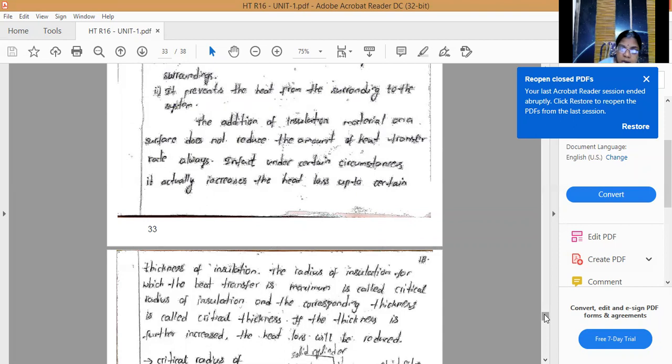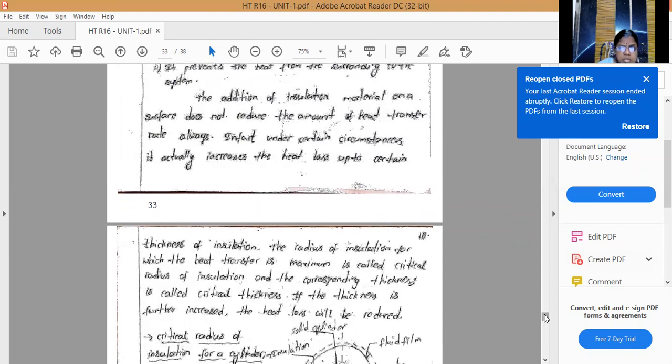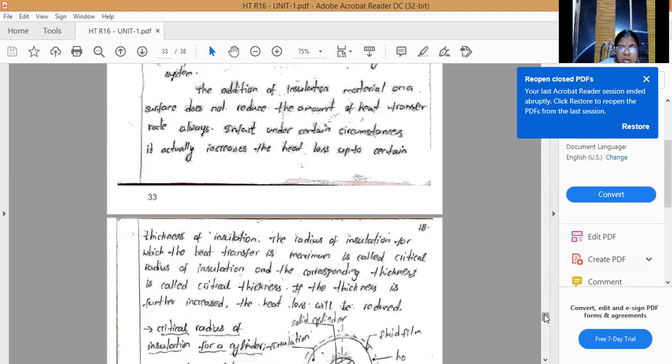So when will it decrease the heat rate? When we add insulation beyond a certain thickness, it decreases the heat loss. After a certain thickness, it decreases the heat rate. That certain thickness of insulation we call the critical radius of insulation. So that is the meaning of it.